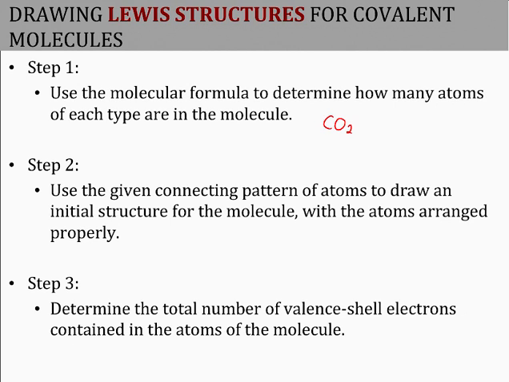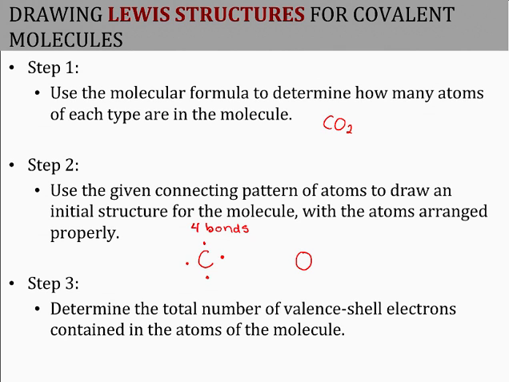So for CO2, if we draw the Lewis symbols for carbon and oxygen, carbon has 4 valence electrons because it's in group 4A, and each of those 4 electrons are unbonded, or they're single electrons. So they have the potential to pair up with electrons from another atom. So carbon can make 4 bonds.